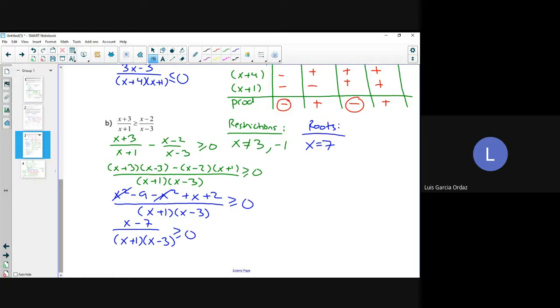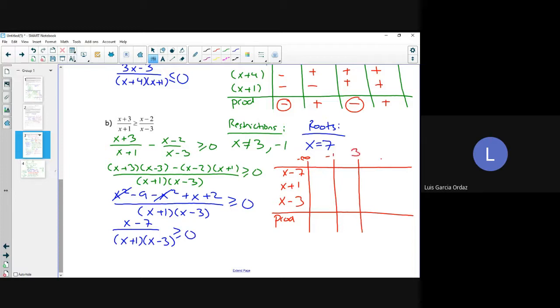So we have our expressions. We have x minus 7, x plus 1, and x minus 3. And we have the product at the end. We have negative infinity, we have negative 1, positive 3, 7, and infinity.